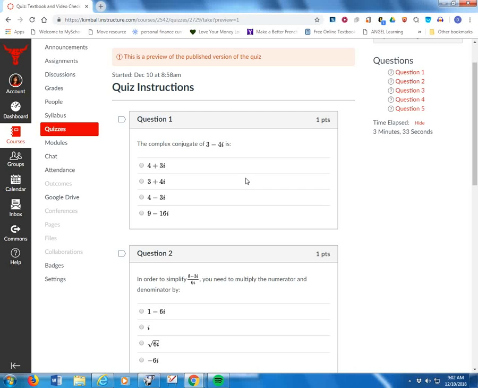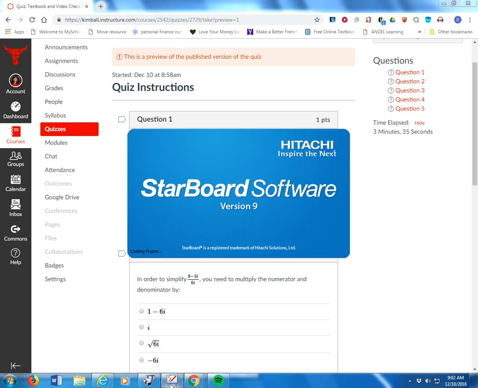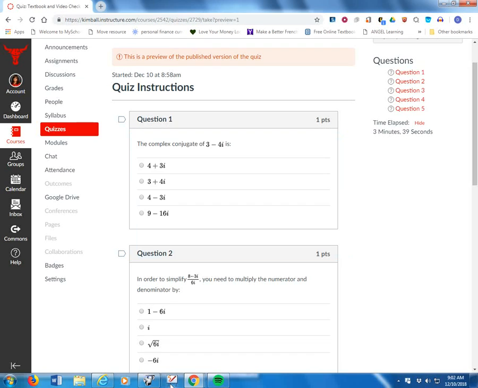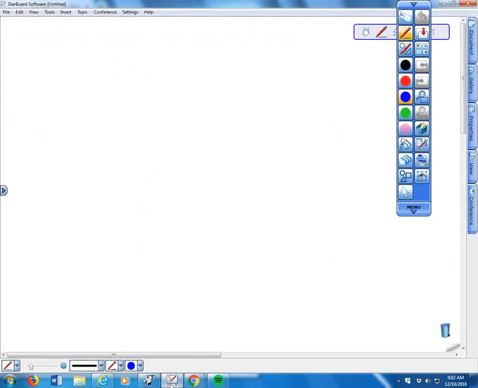So section 5-7, we're going to learn about how to multiply and divide complex numbers. And remember, a complex number is just simply a number that's got a real part and an imaginary part. 3 plus 4i, 7 minus 2i. Those are complex numbers. And i, again, is just a radical, but it's the square root of -1.